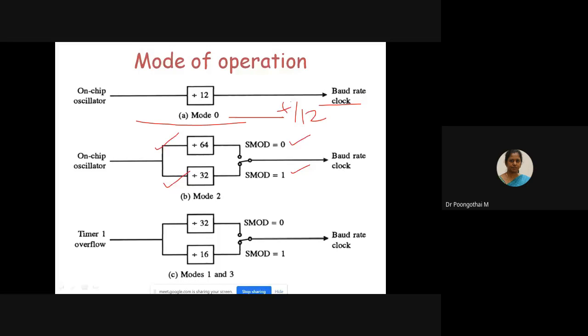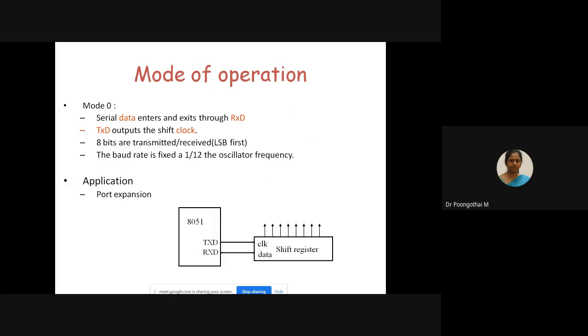Mode 1 follows the 10-bit format, mode 3 follows the 11-bit format. Based on SMOD, it is divided by 32 or divided by 16, and based on this SMOD bit, the baud rate clock will be generated. So here it is based on Timer 1 overflow. We will see one by one. So the first one is mode 0.